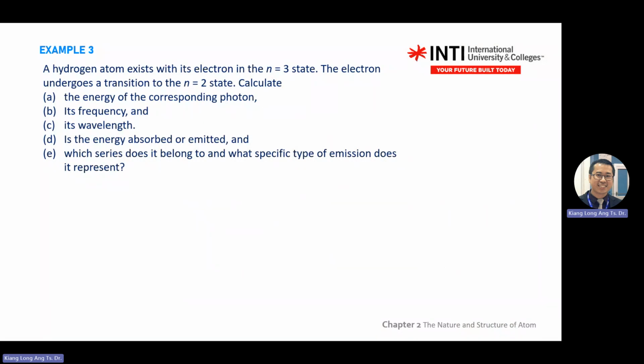Okay, let's do this short exercise, then we have a short break. Okay, so hydrogen atoms exist with the electron in state number 3. The electron undergoes a transition to the n equals 2 state. This one you already know. Actually, I already got you since the beginning of the class. So calculate the energy corresponding to the photon. You see the word photon, you already know the answer will be negative.